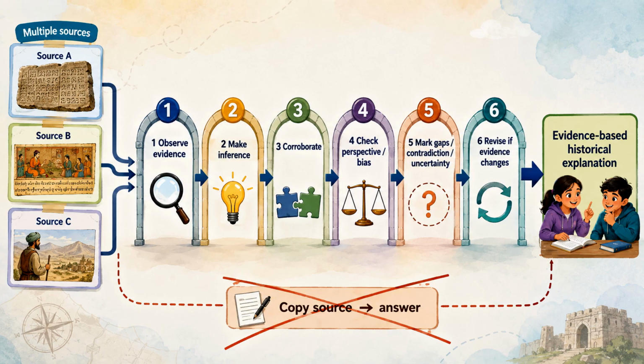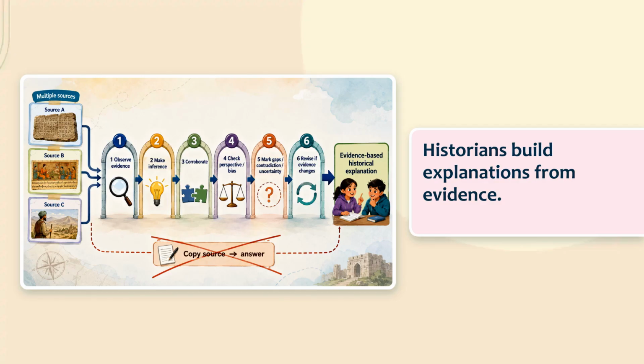Historians first observe evidence and make careful inferences, then corroborate independent sources and consider perspective or bias. They mark gaps, contradictions, and uncertainty instead of hiding them, and they revise explanations when new or clearer evidence changes the support. The final explanation is built from reasoning with sources, not copied from a single source. The crossed-out shortcut makes the lesson's main correction visible. Historians build explanations from evidence. The process includes reasoning, comparison, limits, and revision rather than simple copying.